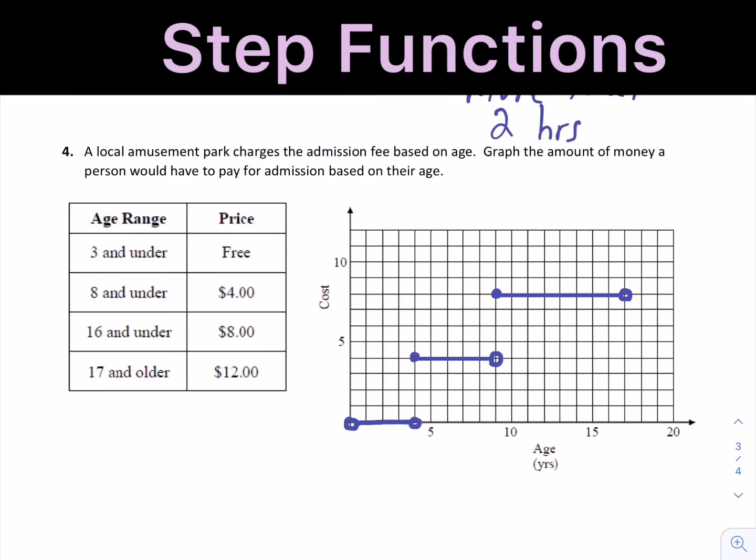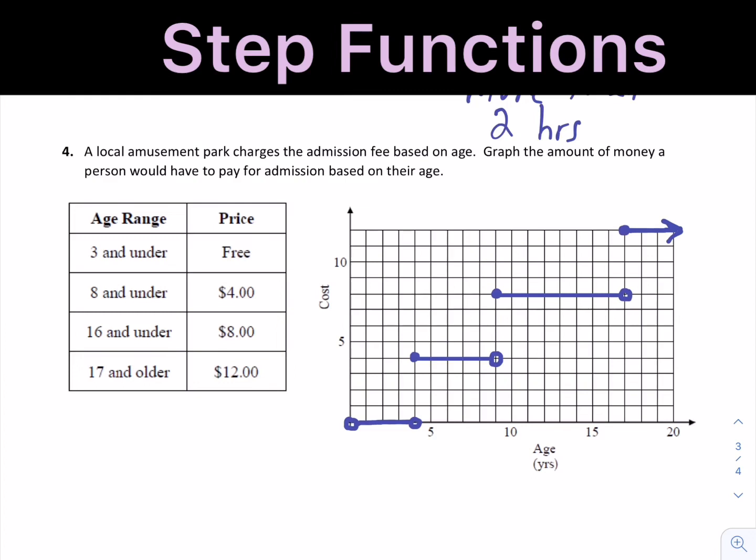And then over 17 is $12. So we're going to jump up to 12. Once you hit 17, it is going on indefinitely in that direction for as old as you can possibly be. And that is a step function in real world context.